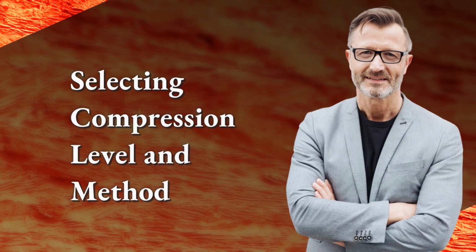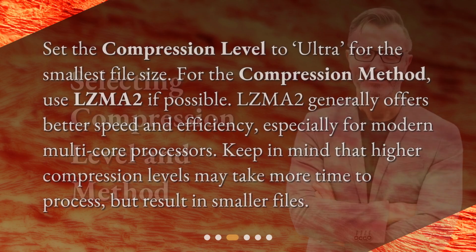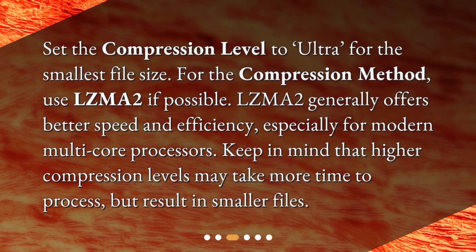Selecting compression level and method. Set the compression level to Ultra for the smallest file size. For the compression method, use LZMA2 if possible. LZMA2 generally offers better speed and efficiency, especially for modern multi-core processors. Keep in mind that higher compression levels may take more time to process, but result in smaller files.